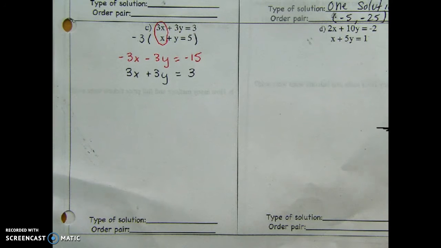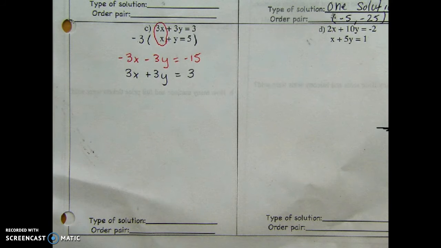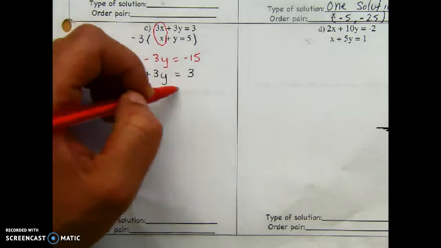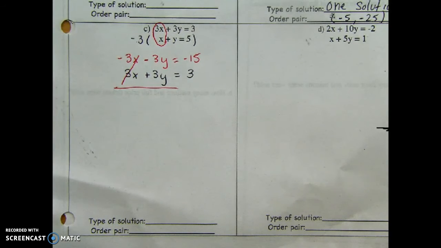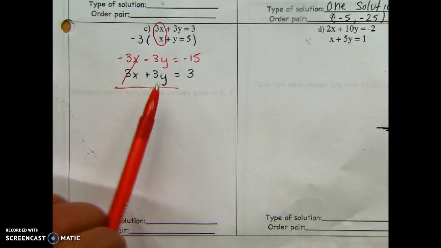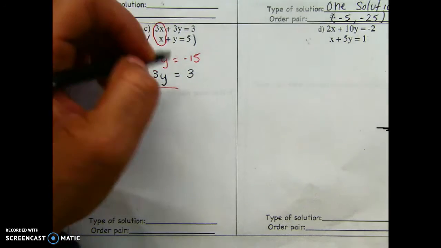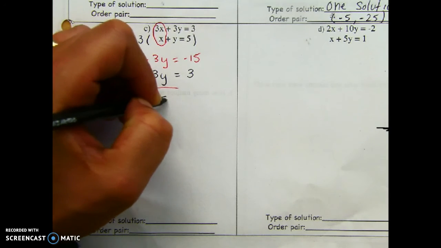If I look at these two equations, I'm going to notice a couple things. First, if I go straight down, this is a zero pair. It's going to cross out and equal 0. If I look at the y, it's doing the same thing. So this whole side of the equation is equal to 0.